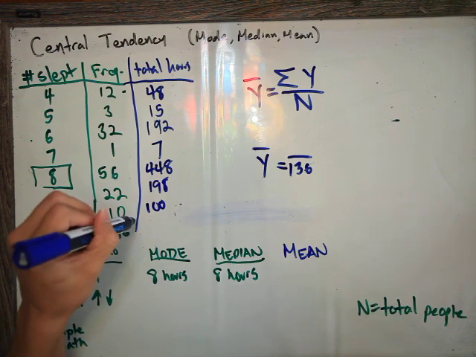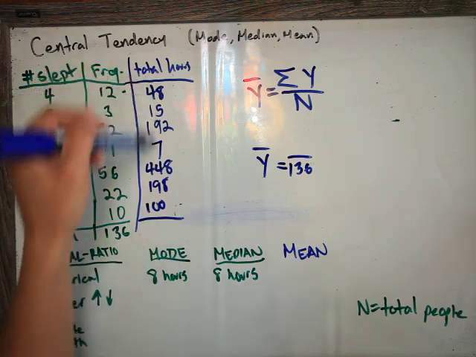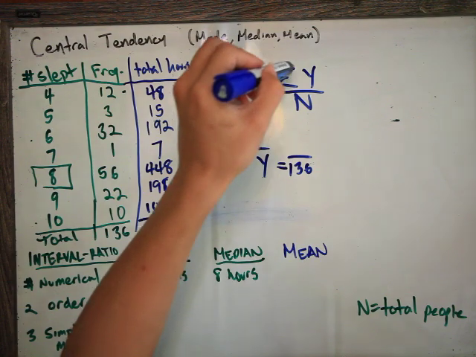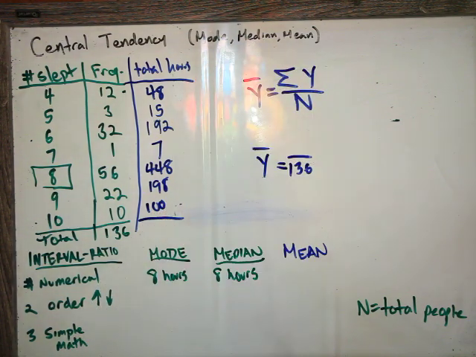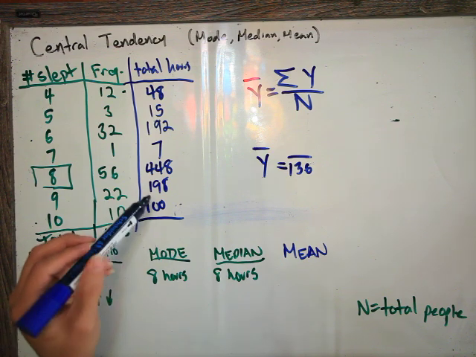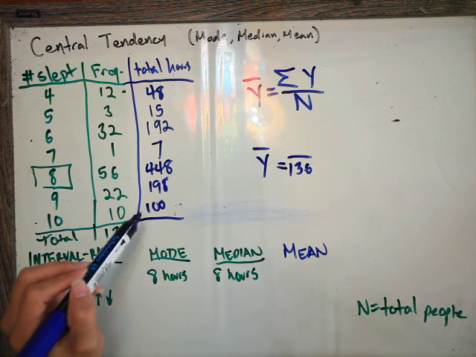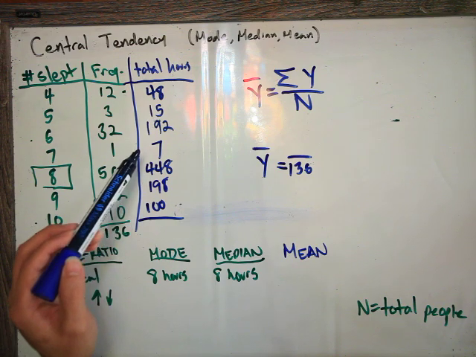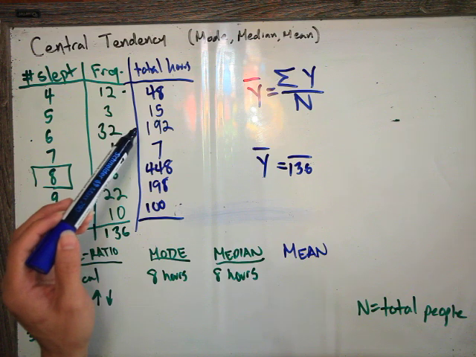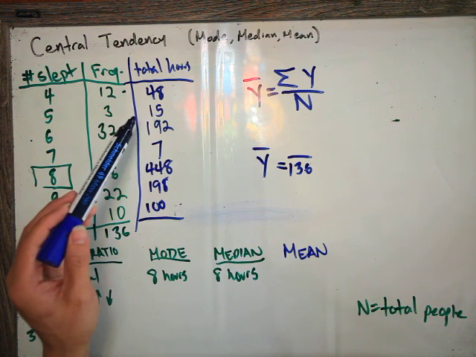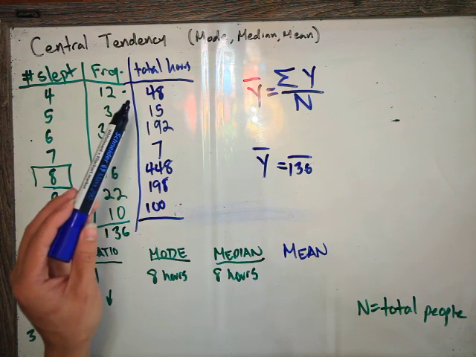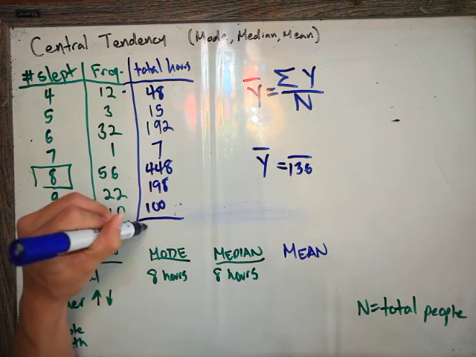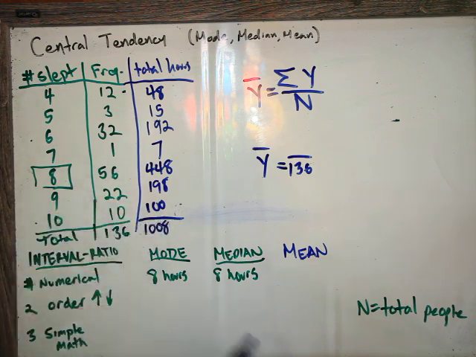Alright? So we can add up all those hours to get our total sum of all values. That would be 100 plus 198 plus 448 plus 7 plus 192 plus 15 plus 48. That gives us 1,008 total hours slept by everybody in our data.